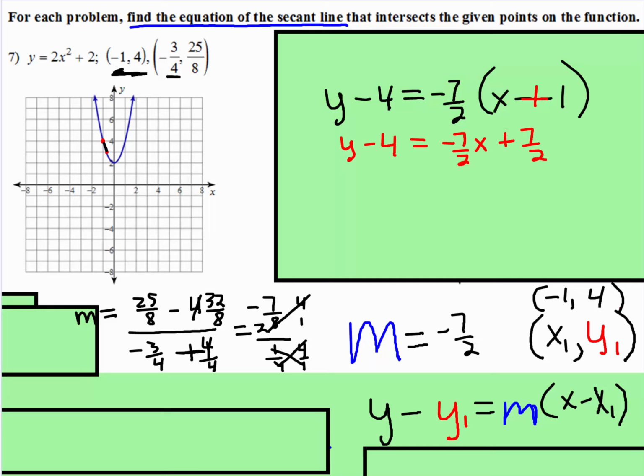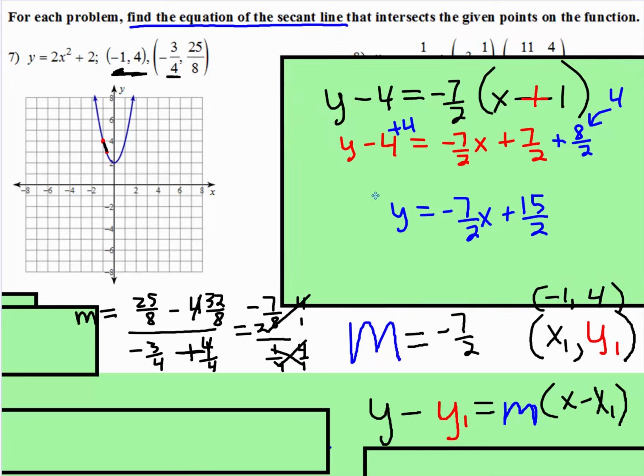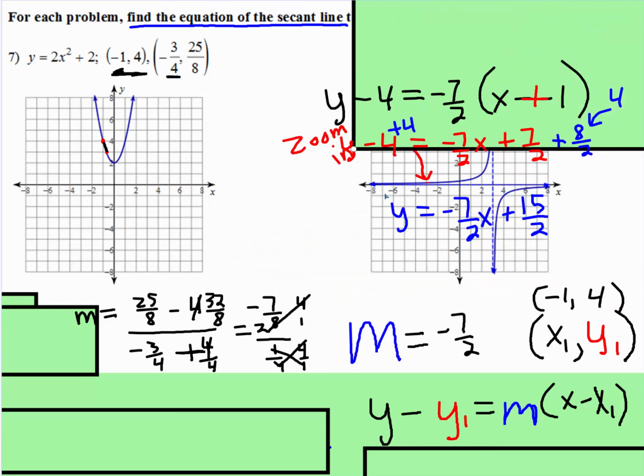Well, we now need to add 4 to get this y by itself. When we add 4 to this side, it needs to have a denominator of 2. So instead of writing 4, I'm going to put 8/2. 8/2 is the same thing. All right, so 7/2 plus 8/2 is +15/2.